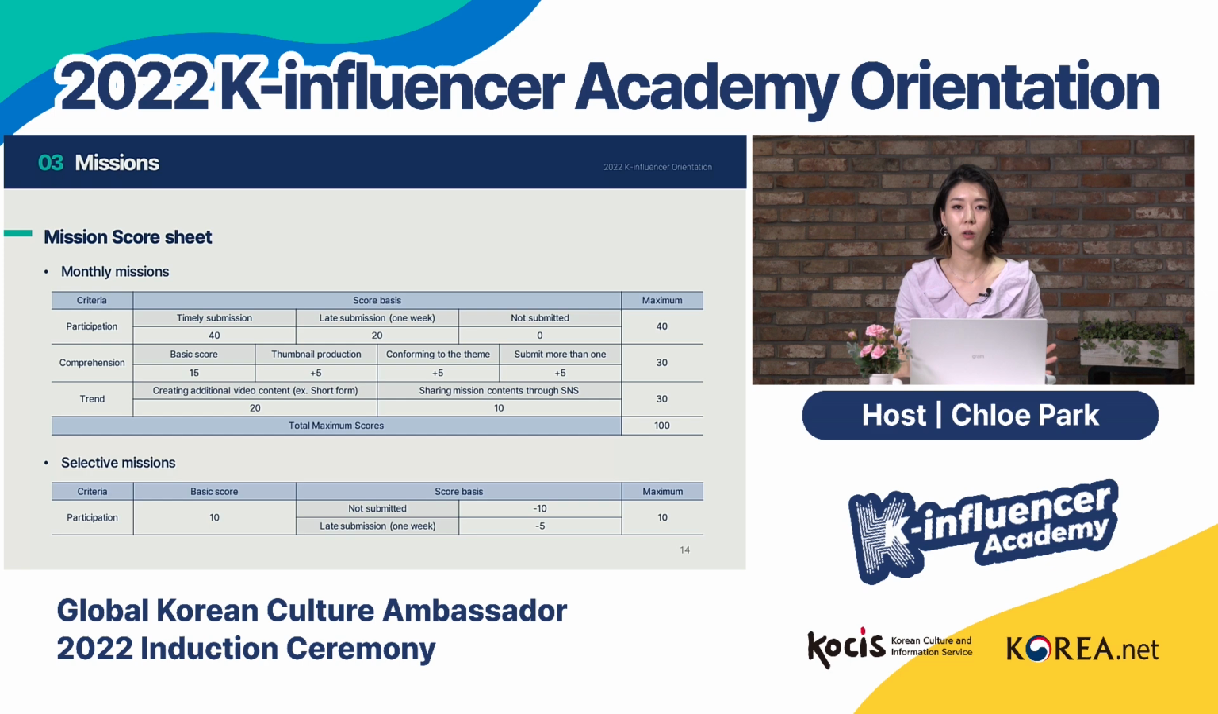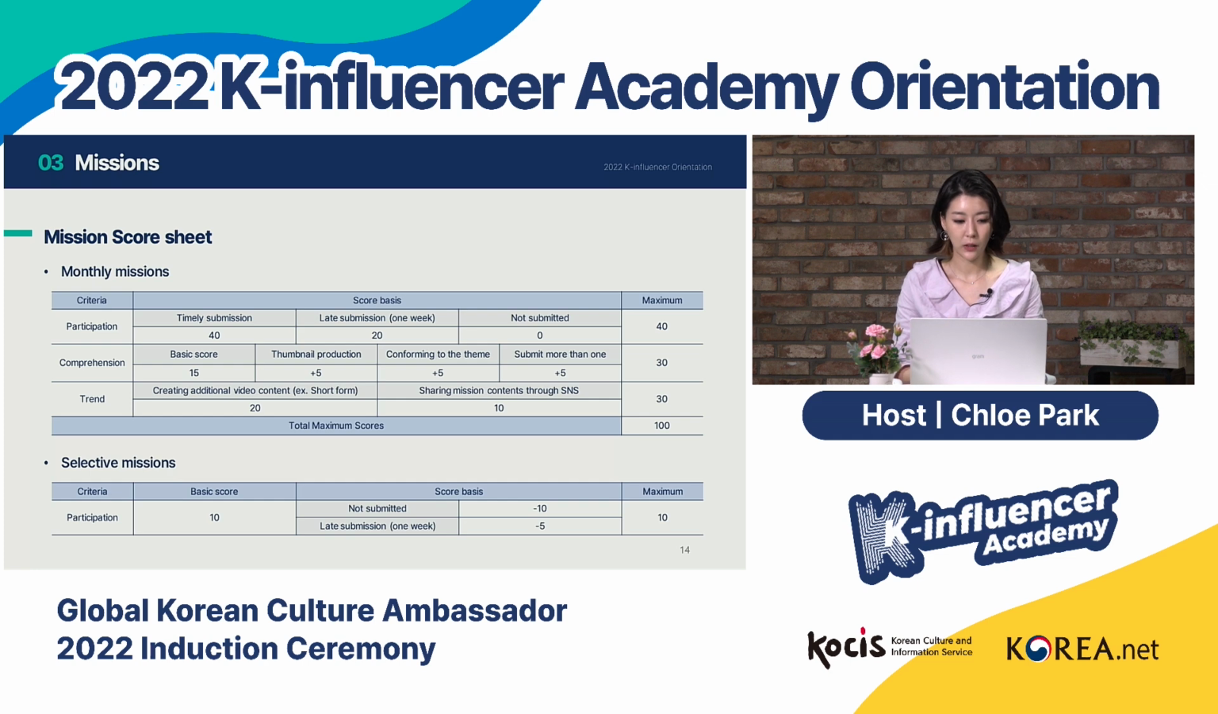And if you add up all the scores for this comprehension: basic score, thumbnail production, conforming to the theme, submitting more than one, 15, 5, 5, 5. So there will be a total of 30 points for comprehension. That's the second largest criteria for determining your score.